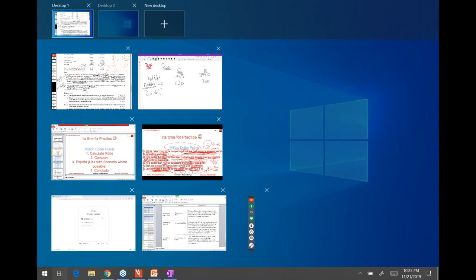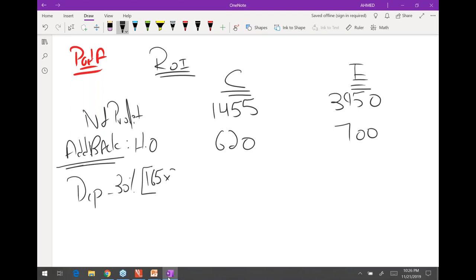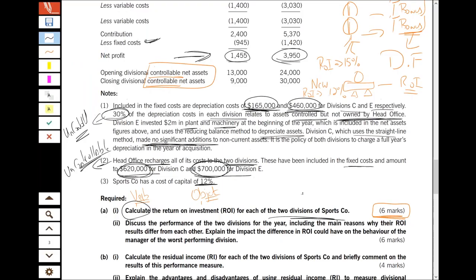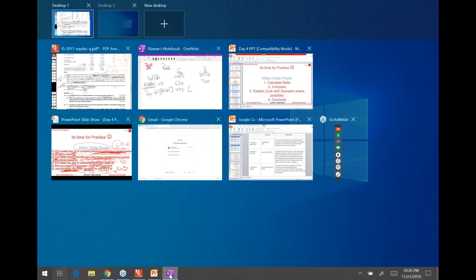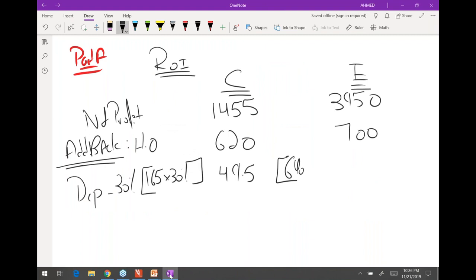165 into how much percent I need? 30% is uncontrollable. So 30% is uncontrollable, which makes 49,500 I need to add back. And for the second one, it's 640. Add back 30%. So this makes 192. I need to add back here.